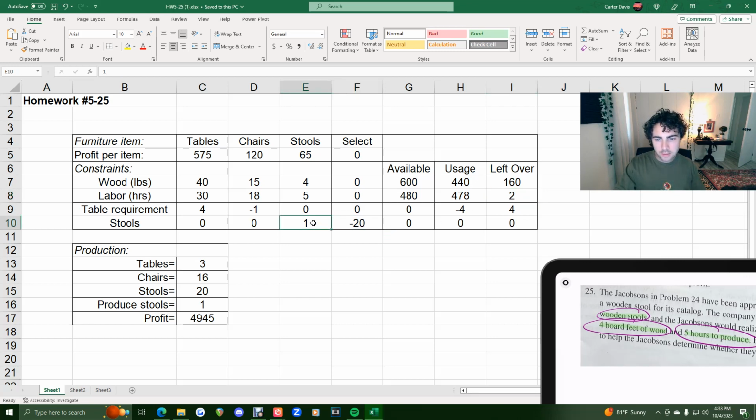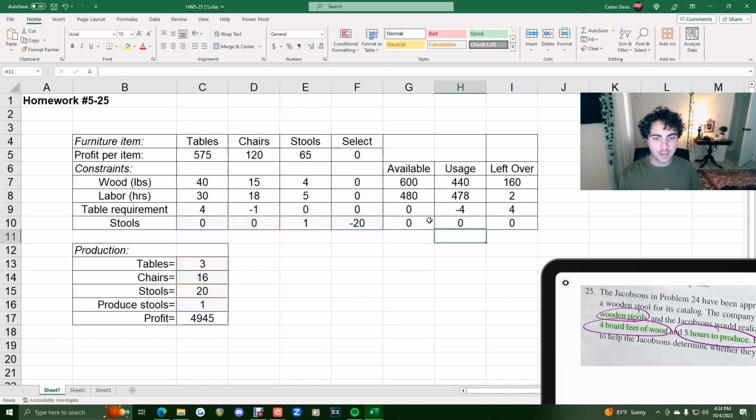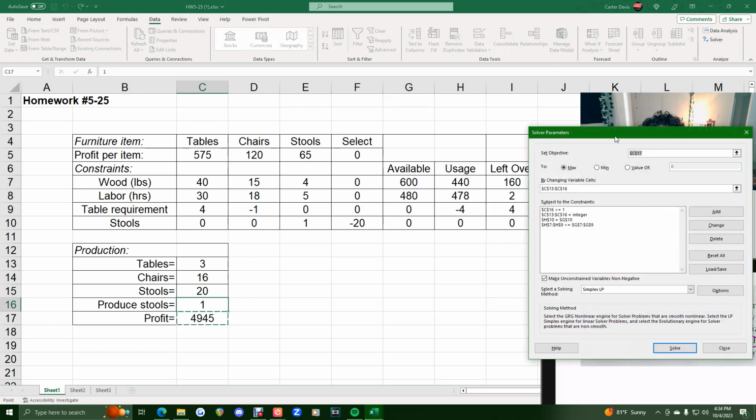But look what they did. They did stools and then select. I guess it's like they were including something that was going to calculate including the stools or not including the stools, whichever one would give you a higher profit. Somehow they incorporated that and it made it so much more complicated, with ones and negative 20s and 20s and ones. Personally I don't think that was necessary, but this is how they did it.